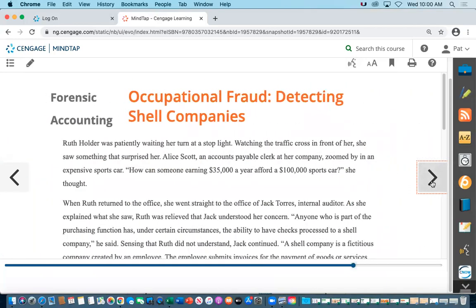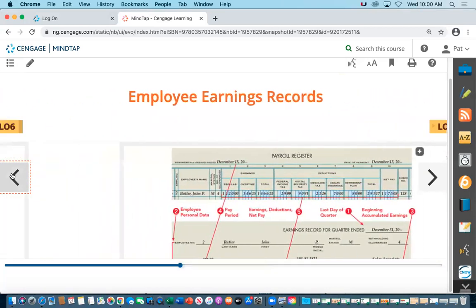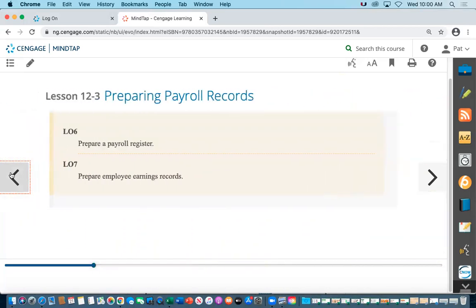Okay. We'll go over it together, work together. That is all we have for 12.3 notes.